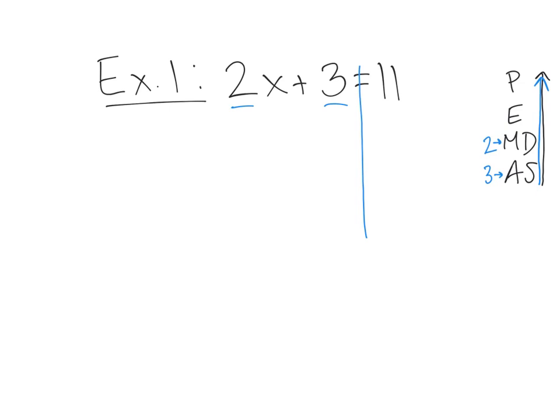We can undo adding 3 by subtracting 3 from both sides. In this case, 11 subtract 3 is going to make 8. Add 3 and subtract 3 is an inverse, so it cancels. And we're just left with 2x on the left-hand side.